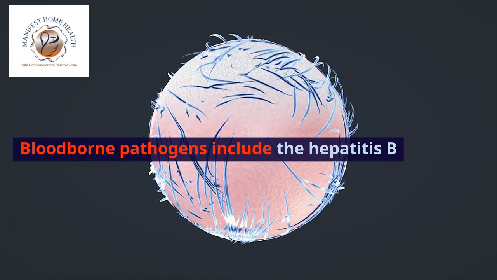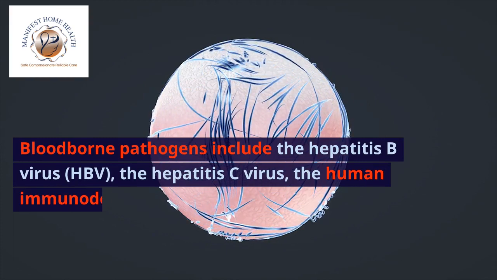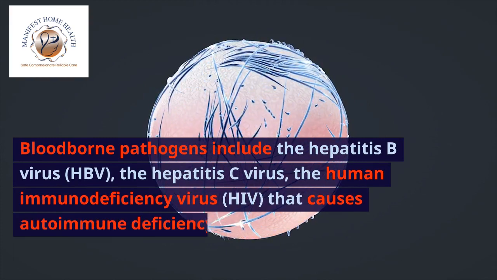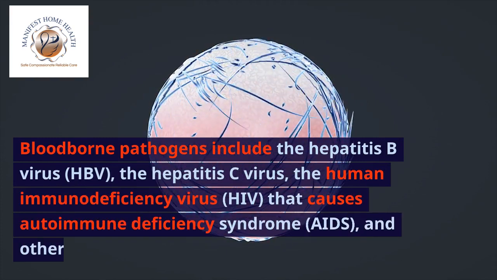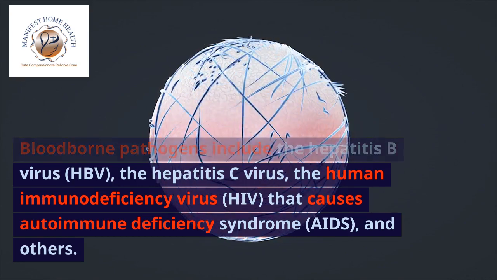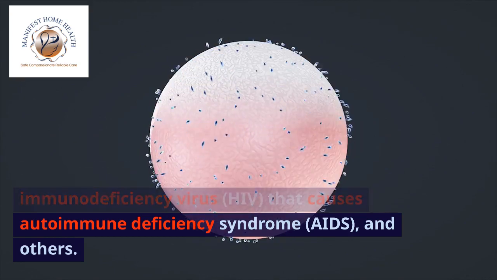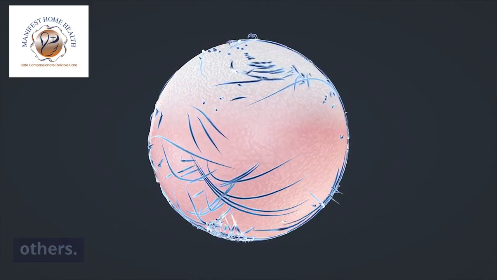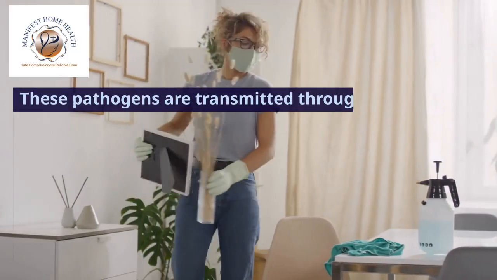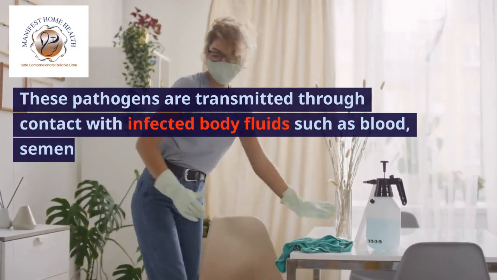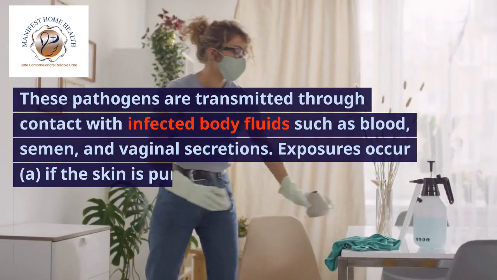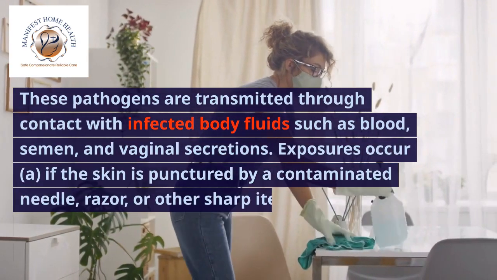Bloodborne pathogens include the hepatitis B virus, HBV, the hepatitis C virus, and the human immunodeficiency virus, HIV, that causes acquired immunodeficiency syndrome, AIDS, and others. These pathogens are transmitted through contact with infected body fluids such as blood, semen, and vaginal secretions.